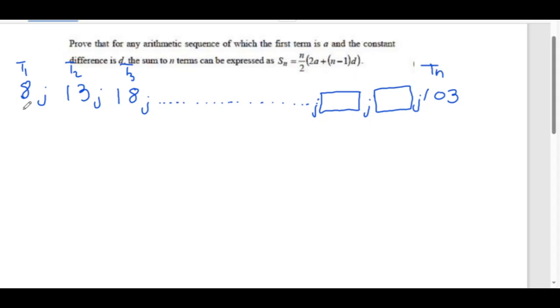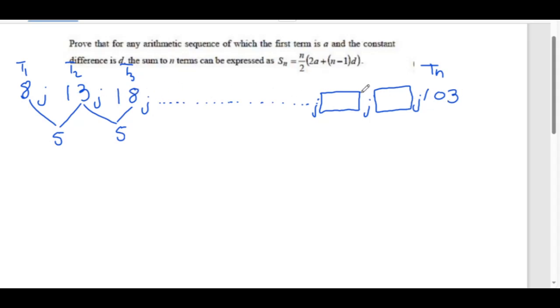Now, what is the difference of this sequence? It's 5, because 13 minus 8 is 5, and then 18 minus 13 is 5. So in order for us to get to 13, we say 8 plus 5 and get 13. In order for us to get 18, we say 13 plus 5 and get 18.